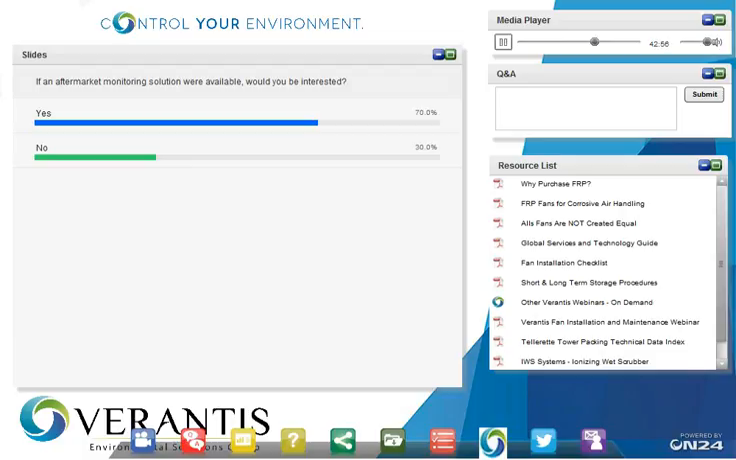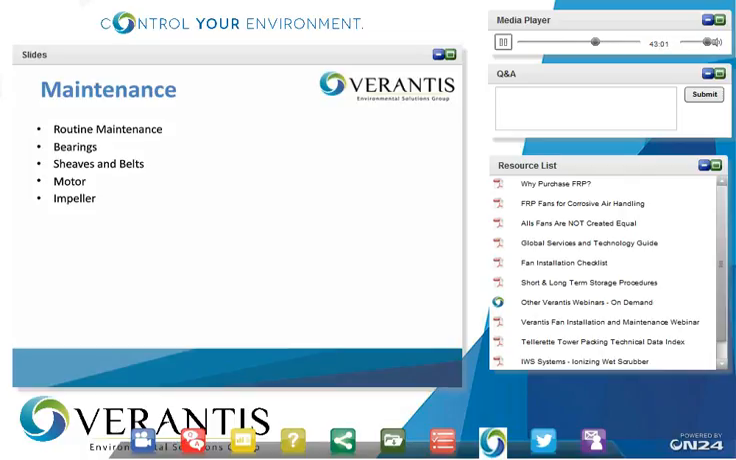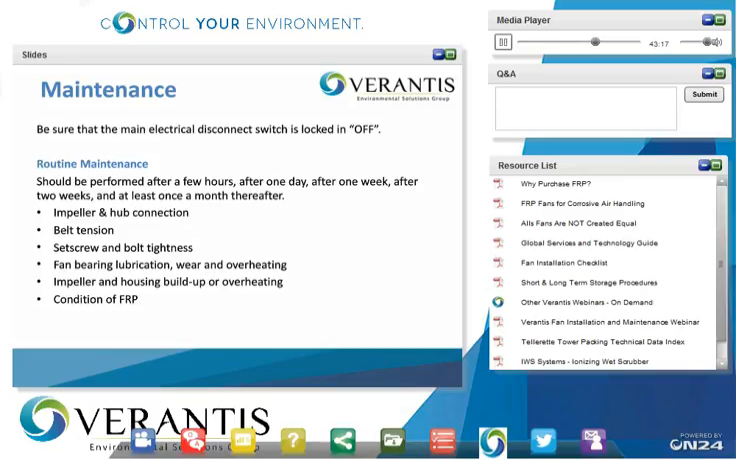We will move on here and continue with maintenance. We're going to go over routine maintenance: bearings, sheaves and belts, motor and impeller. For routine maintenance, you want to make sure the main disconnect is switched and locked off. And lockout, tagout. Always lockout, tagout. Be safe. We don't want anyone hurt with the fan starting up unexpectedly.